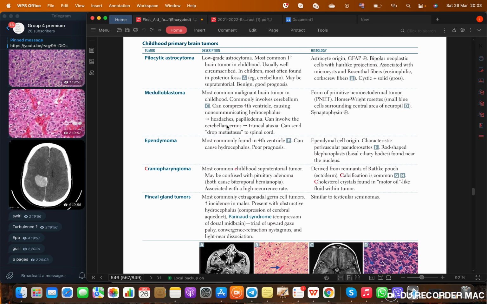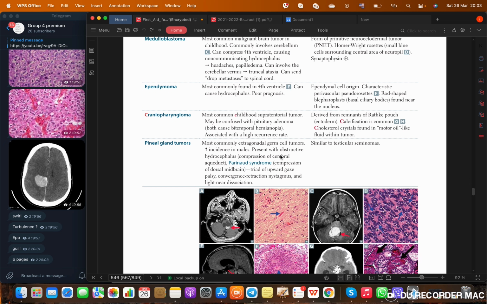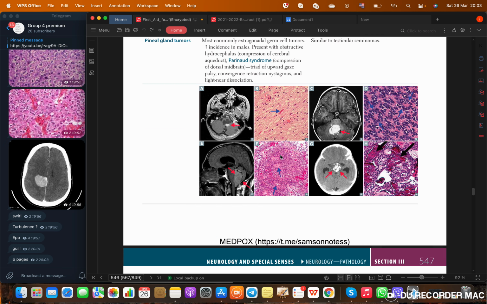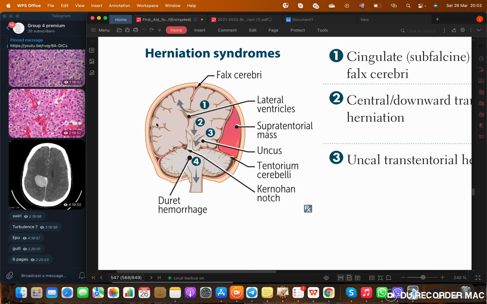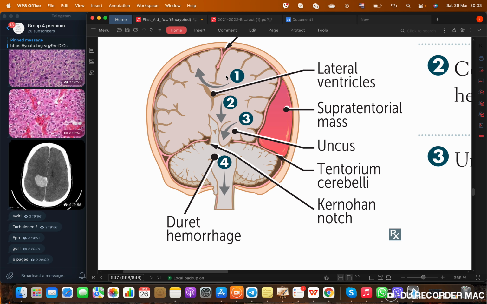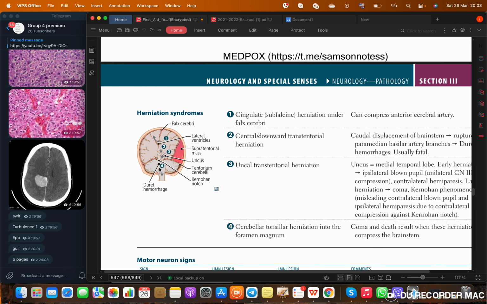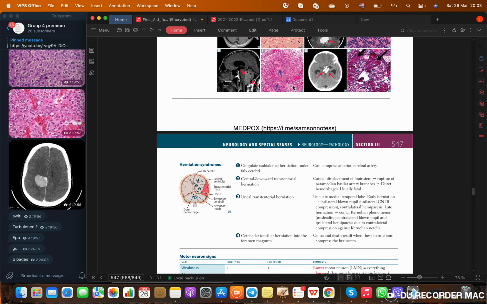We have pilocytic astrocytoma, which is a low-grade astrocytoma. Some tumors are more common in children, some tumors are more common in adults. Just a quick review. If you take a look, this is the brain. There is this structure called the tentorium. Most adult tumors are over the tentorium. Most childhood tumors are under the tentorium. This is the general theme.